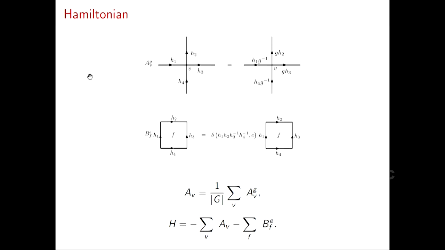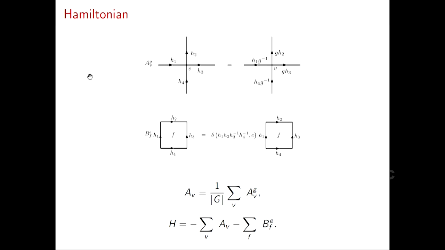And if I consider the group elements like H1, H2, H3, H4, so for every arrow going into the vertex, it will act from the right-hand side with an inverse. And for every arrow which is going out of the vertex, it will act from the left-hand side. Okay, so I'll call this operator A_V^g. So in some sense, this is like a gauge transformation.